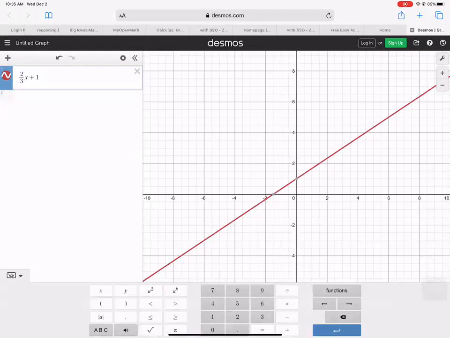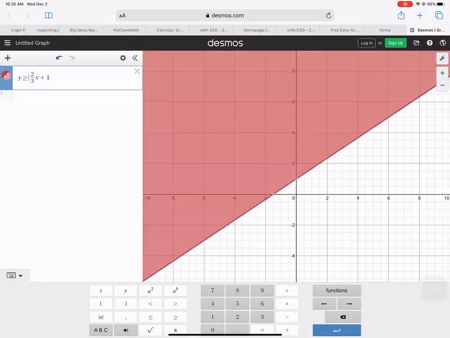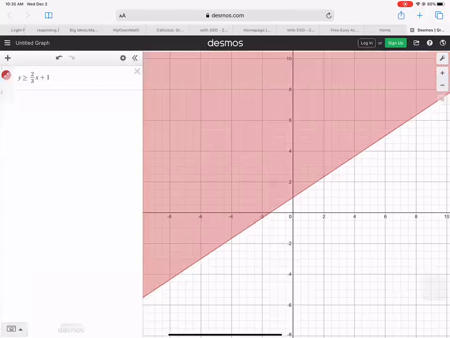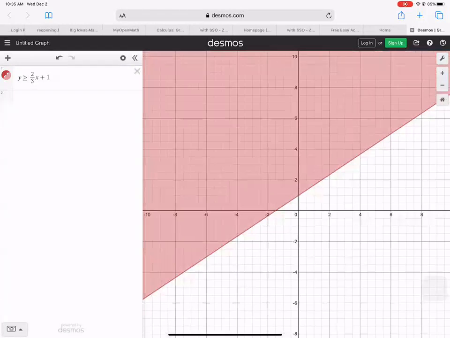So y is, oh, here it is, greater than or equal to. If you notice, it's shaded because all this part in red, all this area here in red, are possible answers. You can almost say this is the playground. You can play in any of these fields here.